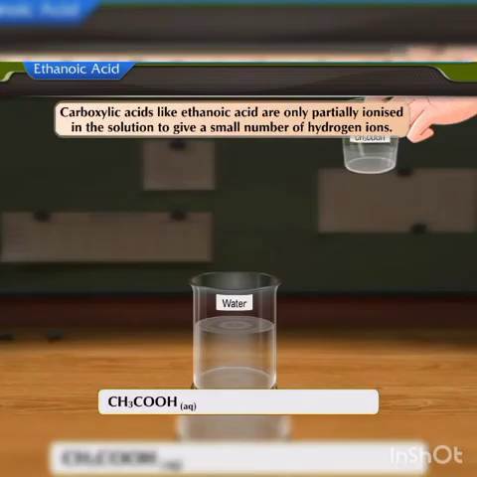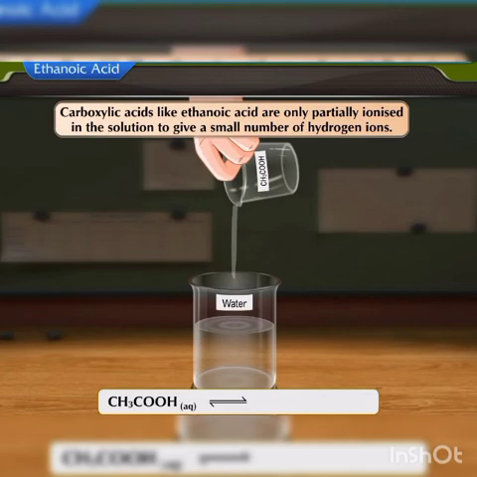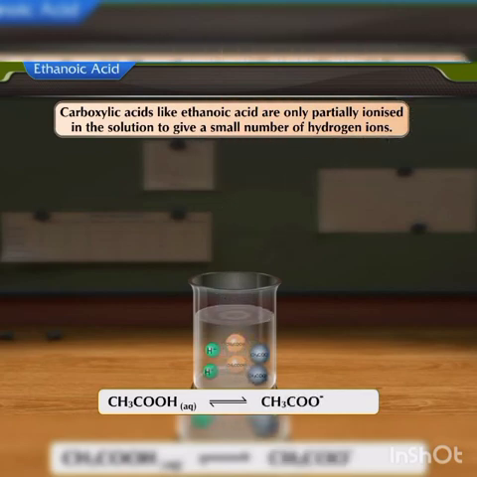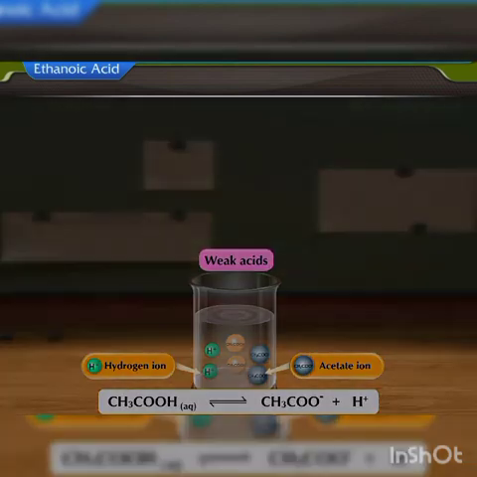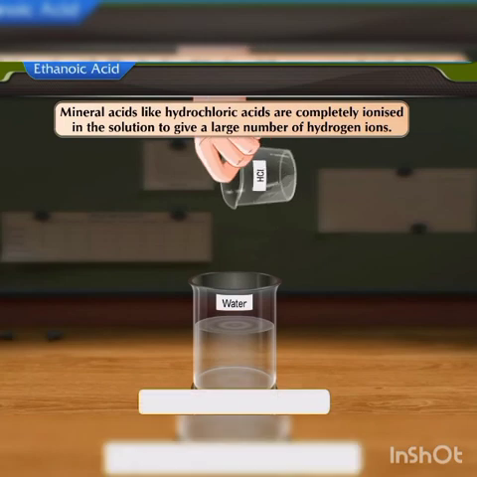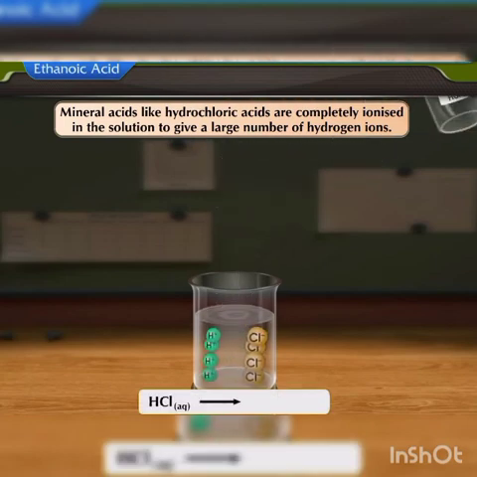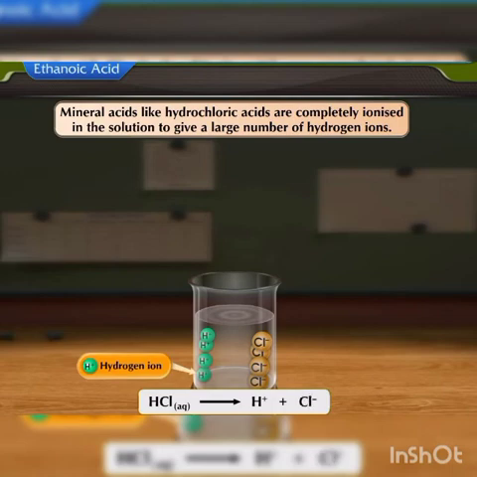Carboxylic acids like ethanoic acid are only partially ionized in the solution to give a small number of hydrogen ions. They are therefore weak acids. Mineral acids like hydrochloric acid are completely ionized in the solution to give a large number of hydrogen ions. Therefore, they are strong acids.